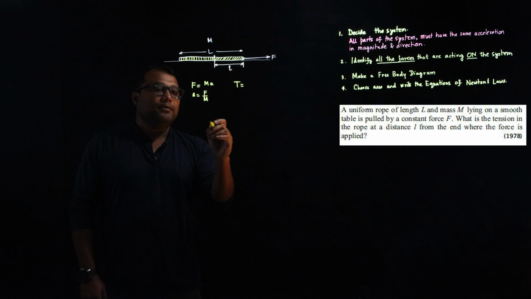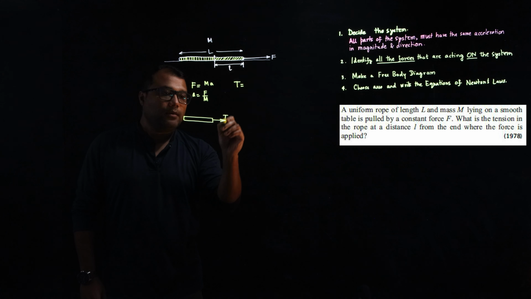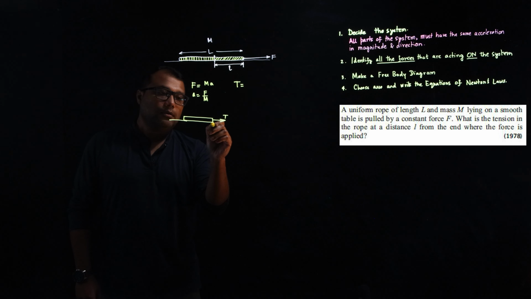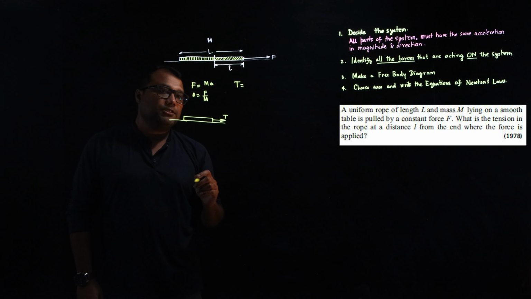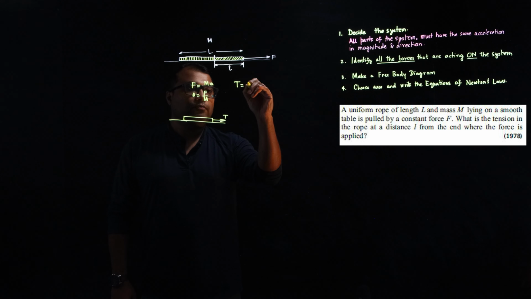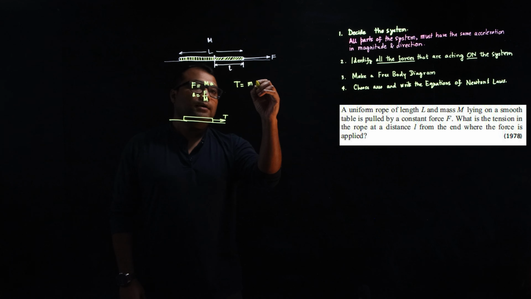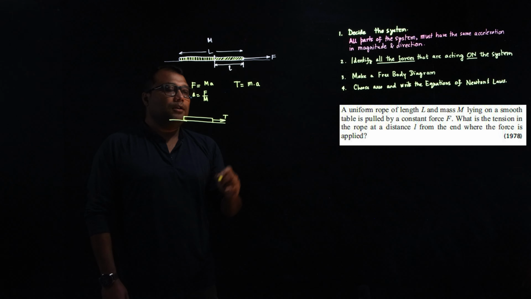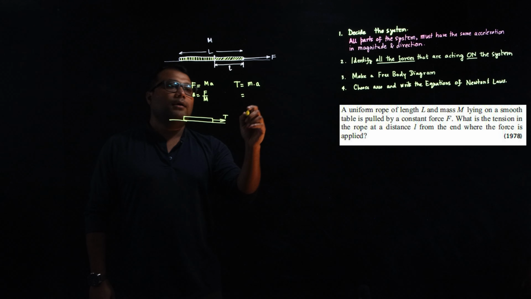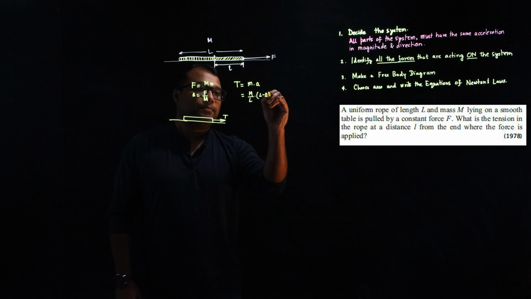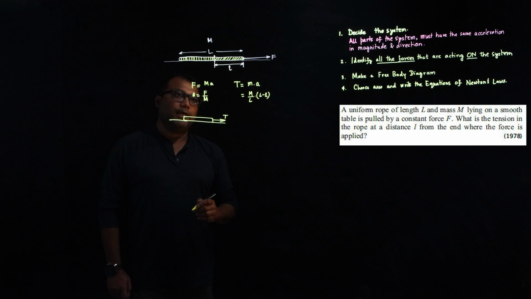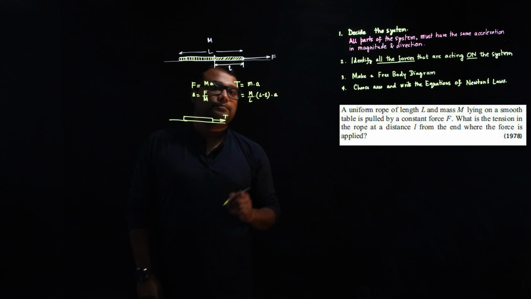Because if we cut it here, then there is some tension here, of this part of the rope, and that is responsible for this acceleration. So can we write T equals whatever the mass of this part is times A? Now what is the mass of this remaining part? It is M by L times big L minus small l, times A.